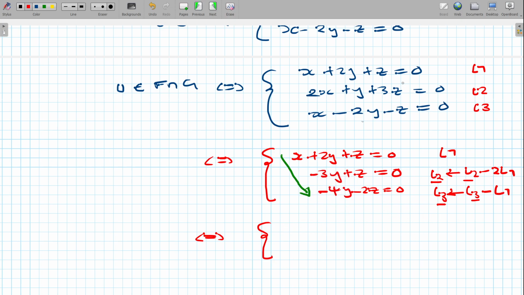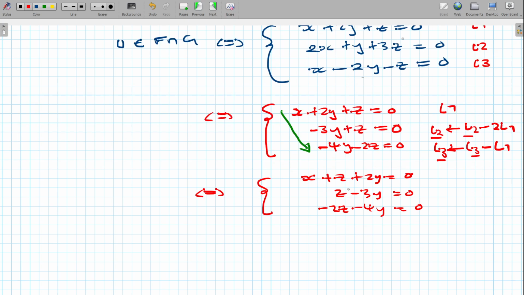So what I want to do is, because the sum is associative and commutative, we can make use of those properties. And then I'll say x plus z and then plus 2y is equal to 0. And then here I'll say z minus 3y is equal to 0. Then here I'll say minus 2z, so you can see that it's actually easy that way. So minus 2z minus 4y is equal to 0. It's easier to get rid of z than to get rid of y. So I'll continue with my calculation.